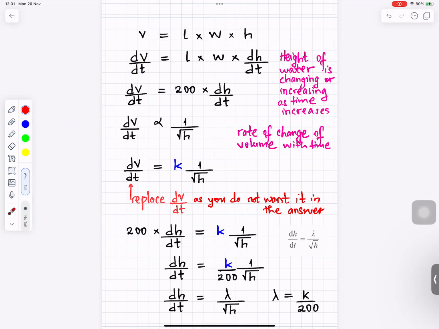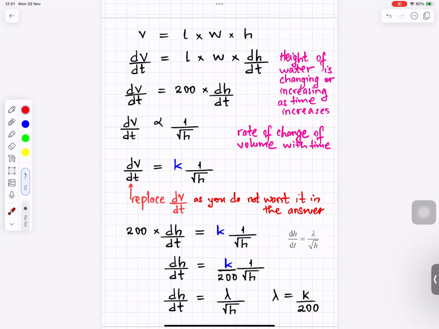So the height of water is increasing as the time increases. As more water goes in, the height increases. L times W, we know that was 200. Length times width was 20 times 10, which is 200. So we replace that with 200. We know that dV over dt is proportional to 1 over root h. So change that proportional sign, put it equals to k. So this is the rate of change of volume with time, dV over dt.